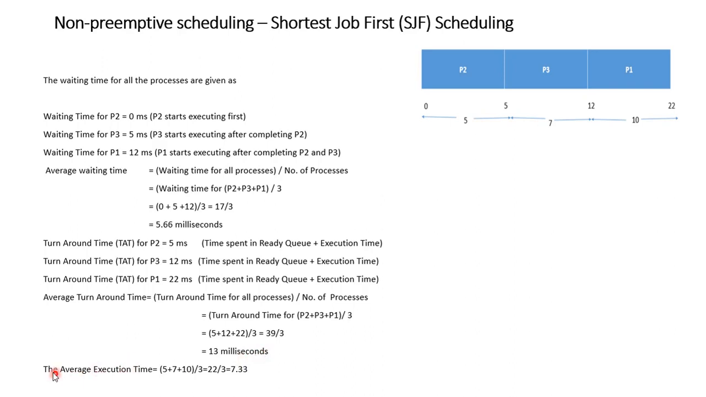The average execution time is nothing but the average of the execution time of individual processes. So the execution time of P2 is 5, P3 is 7, P1 is 10. So the average of these three execution times, that is 5 plus 7 plus 10 divided by 3, will be 7.33 millisecond. Okay, so the unit is missing here. This is millisecond.